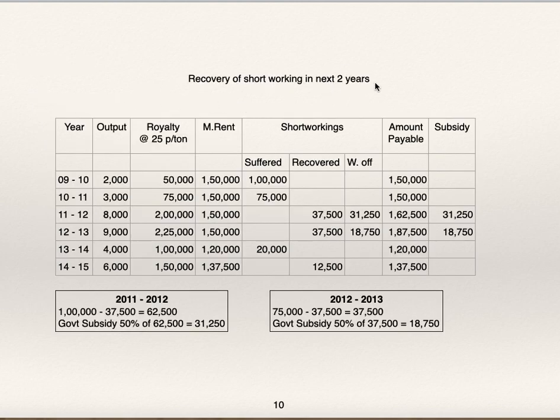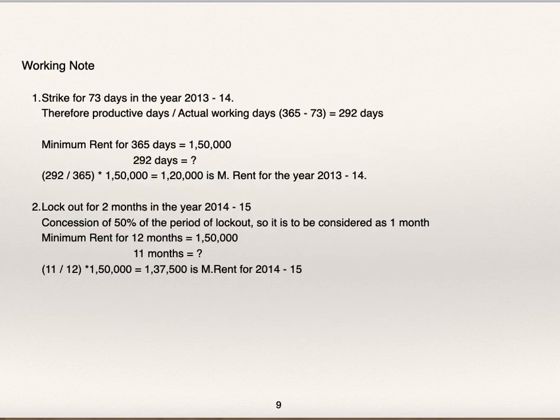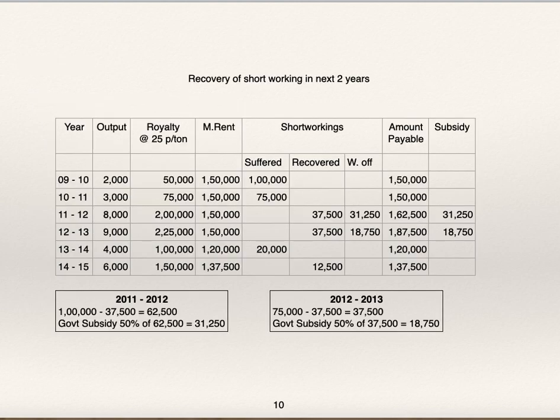Recovery of short working is in the next 2 years. Years are given. Output is given. Royalty is 25 per ton, so output multiplied by 25 is royalty. Minimum rent 1,50,000 is given, and for the strike year, 1,20,000, and for the lockout year, 1,37,500, we just worked out. Short working has 3 columns: suffered, recovered, written off.